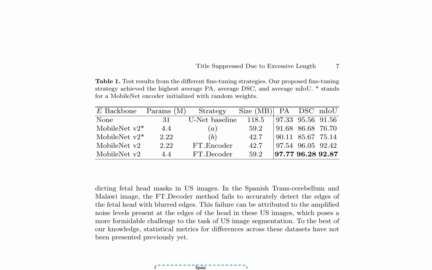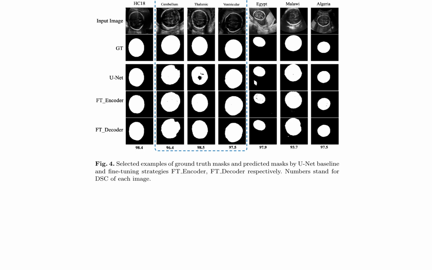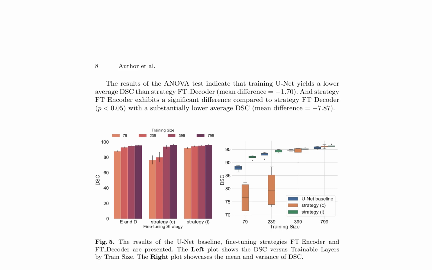The research discusses various fine-tuning strategies for fetal head segmentation in US images, focusing on MobileNet v2 encoders. The proposed fine-tuning strategy achieved the highest average PA, DSC, and MIOU compared to other strategies. The strategy FT-decoder demonstrated robustness and stability across different training sizes, outperforming the UNet baseline and FT encoder in terms of DSC. The results of the ANOVA test indicate a significant difference between the FT-decoder and FT encoder strategies.